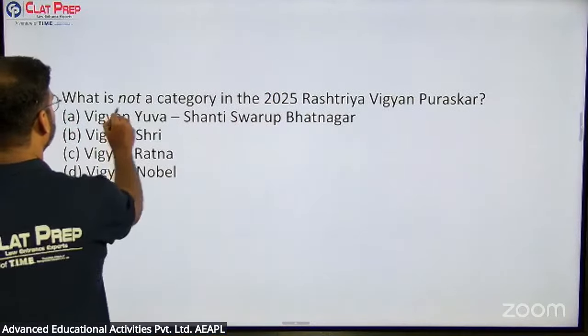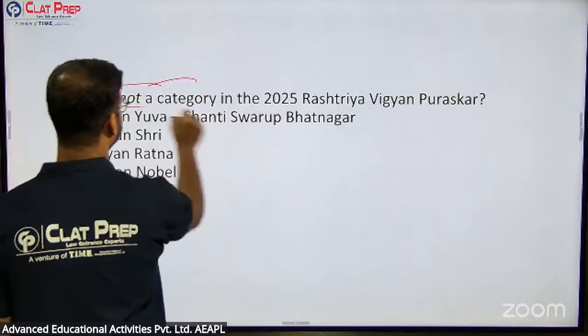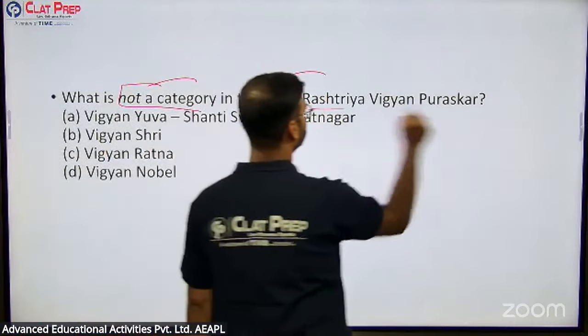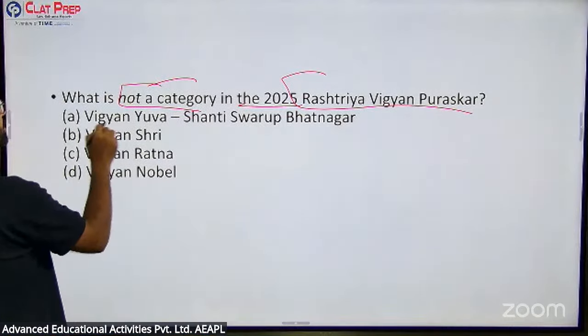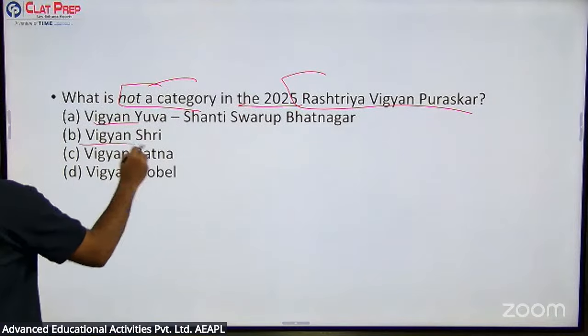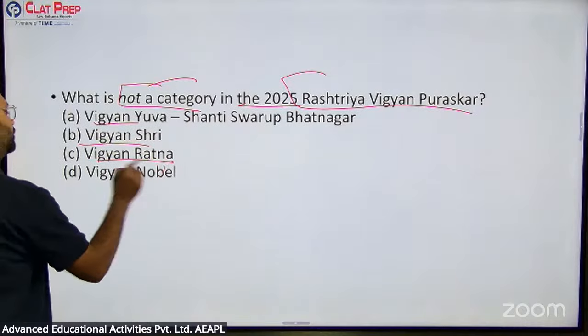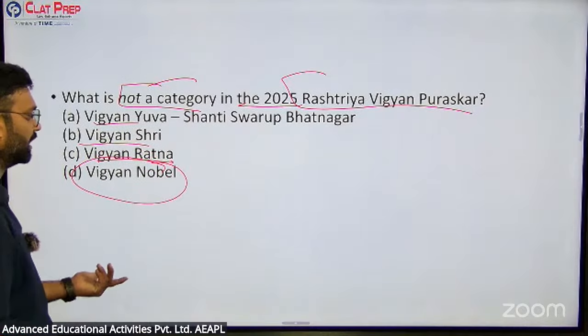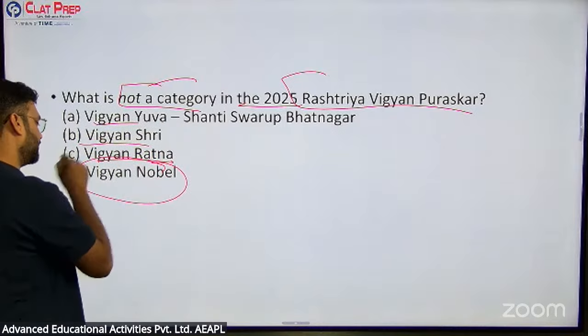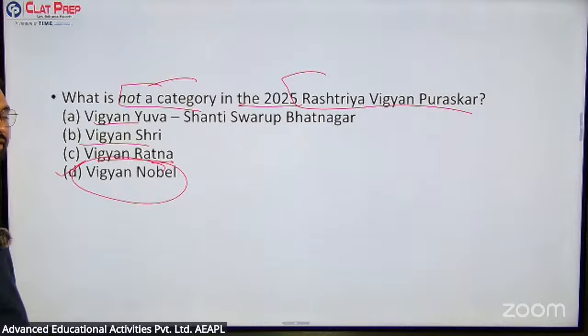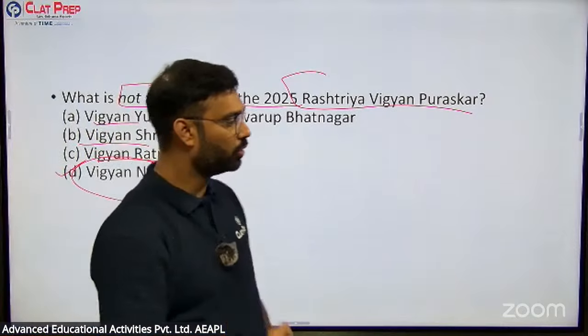Next, what is not a category in 2025 Rashtriya Vigyan Puraskar? Which of the following is not a category? First option is Vigyan Yuva, then Vigyan Shri, Vigyan Ratna, and Vigyan Nobel. What is Vigyan Nobel? Now, again, I will apply odd one out and mark this as Vigyan Nobel. Again, the odd one out technique will work here.